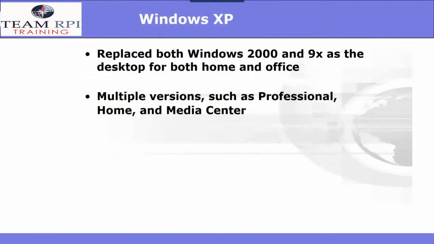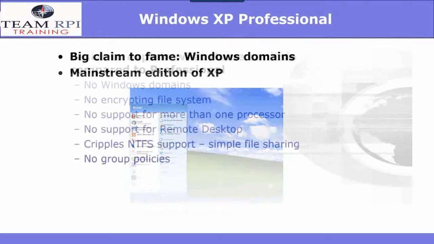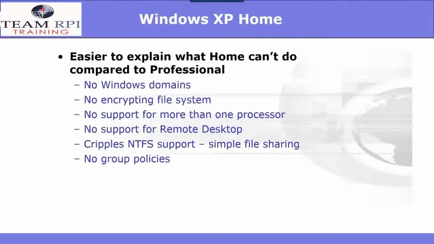Windows XP replaced both Windows 2000 and Windows 98 as the desktop for both Home and Office. There are multiple versions such as Professional, Home, and Media Center. The main claim to fame for Windows XP was the Windows XP Professional. It dominated the Windows domains for over a decade. So when understanding the different versions of Windows XP, it's easier to explain what it can't do versus what it can. Like no Windows domains, no EFS or encrypted file system, there's no support for more than one processor, and it cripples NTFS.